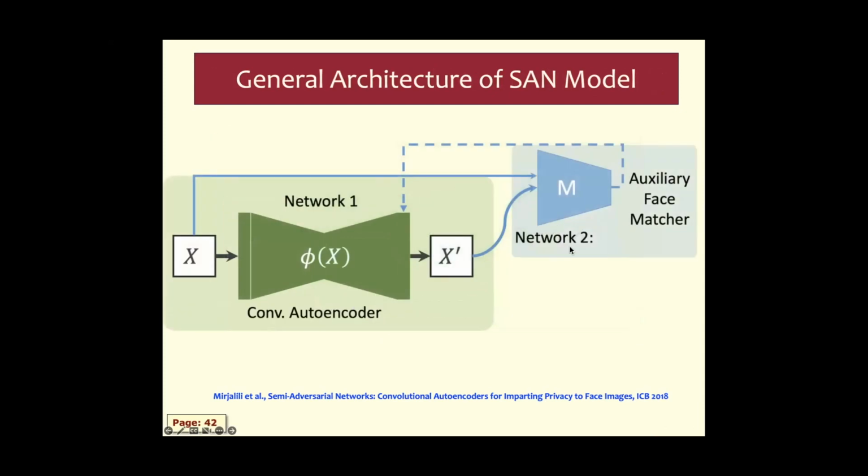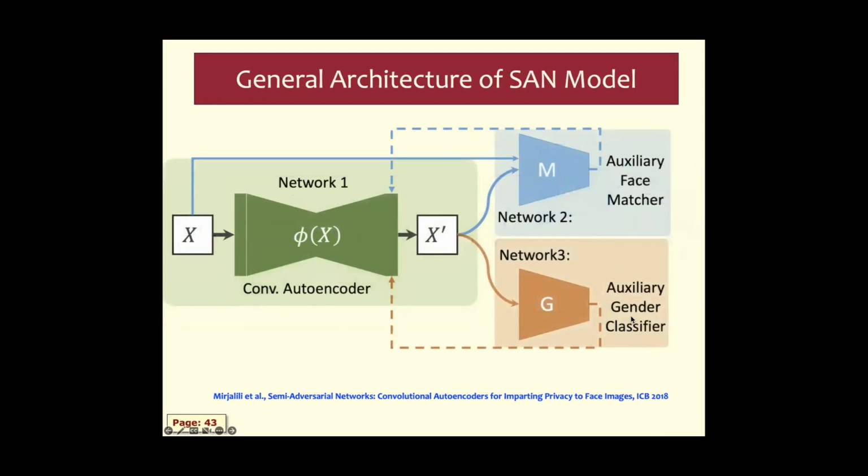And the trick lies in the training stage. So when this autoencoder produces an output image, this output image is supervised by what we call an auxiliary face matcher, and also by an auxiliary, in this case, gender classifier. It can be any other attribute classifier. We are using a gender classifier as an example because these types of classifiers have been widely described in the literature. So you have supervision from this auxiliary face matcher and the auxiliary gender classifier.